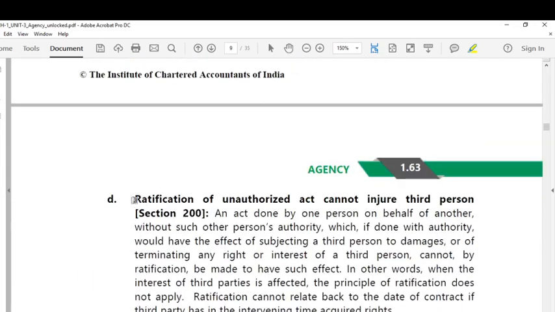And the fourth essential point for a valid ratification is that ratification of an unauthorized act cannot injure a third person.